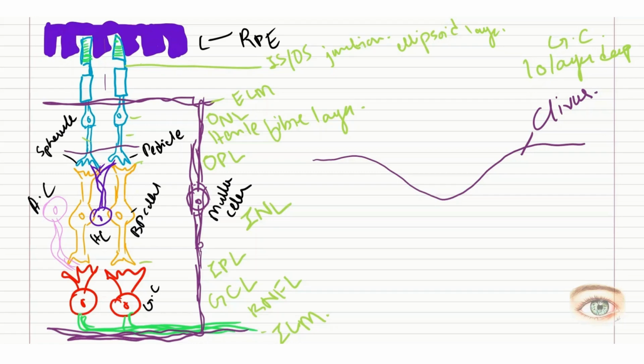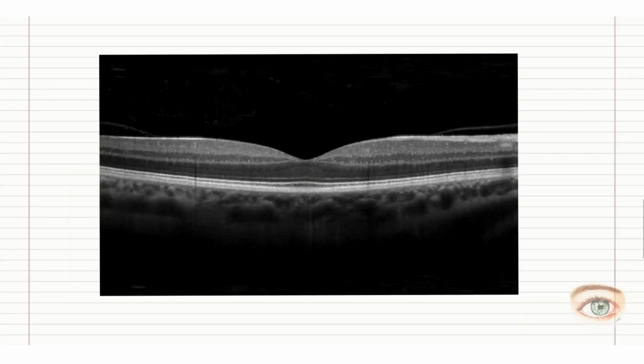So now, next we are going to see how it is going to appear on the OCT. So this is an OCT scan of the macula. Now, this layer over right here is the Bruch's membrane, which is the layer of choroid. And this is the retinal pigment epithelium along with the outer segments of the rods and cones, right?